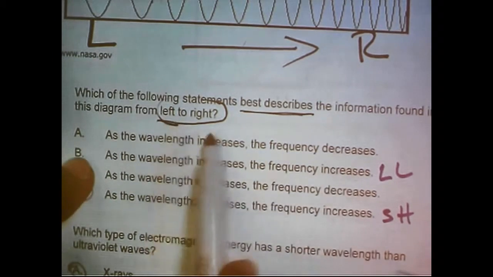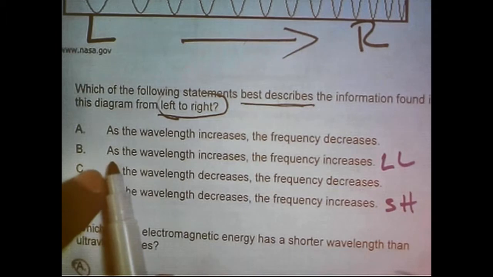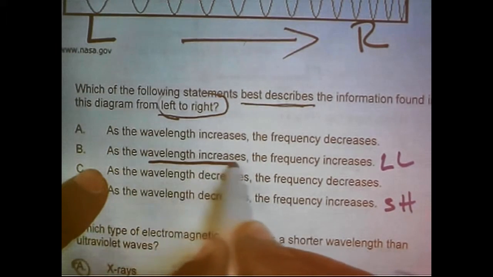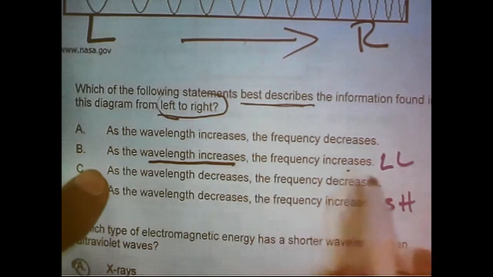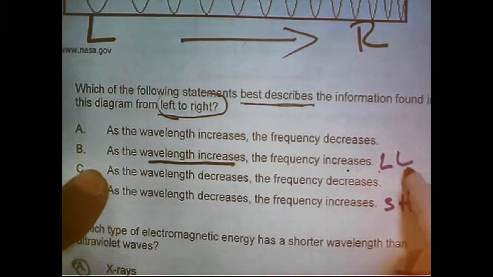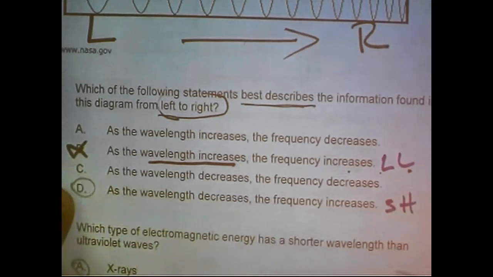It says from left to right. Let's go down here to B. B says, as the wavelength increases, the frequency increases. So long wavelength leads to what? Low frequency. So we know that's incorrect. So we can cross that one out.